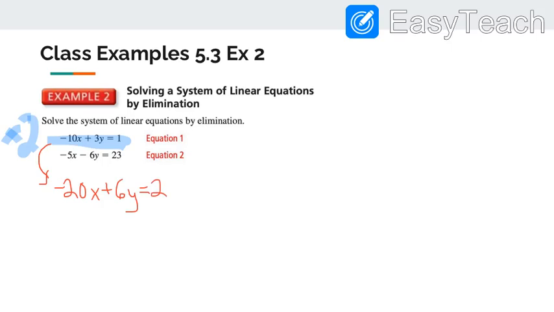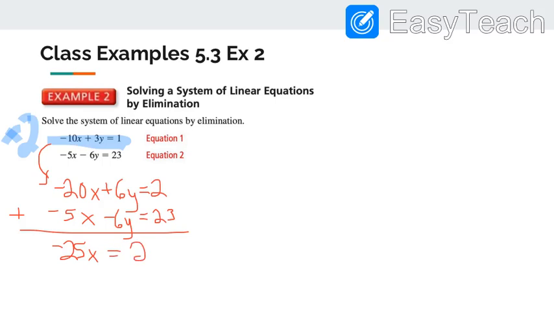For good measure, I'm also going to rewrite the second equation underneath it, so it's in line and formed up. And now I'm going to add these entire equations together, because again, as I add positive 6 and negative 6, this will naturally cancel out. So now we're going to be left with negative 25x is equal to 25. Divide both by 25, we get x is equal to 1.